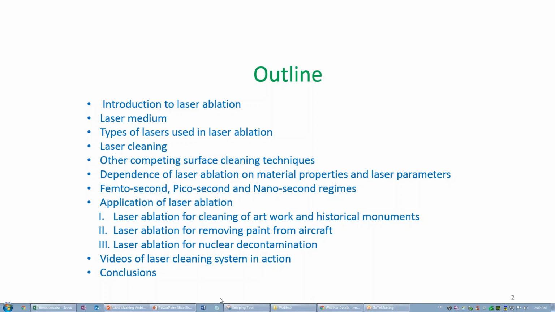And then there are different types of lasers as far as pulse widths are concerned. There's a femtosecond, 10 to the minus 15 pulse width, picosecond, 10 to the minus 12, and nanosecond, 10 to the minus 9. And each one is useful for a different application.